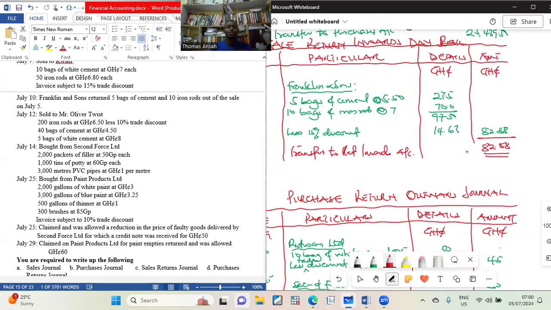Ladies and gentlemen, we are done. So that's how you prepare your journal. And this is your tutorial set 1. The next time we meet, we are going to use this kind of information to prepare a ledger. We will use this same question to prepare a ledger. Then we will look at how a cash book looks like. Because cash book is a day book and at the same time, a ledger.